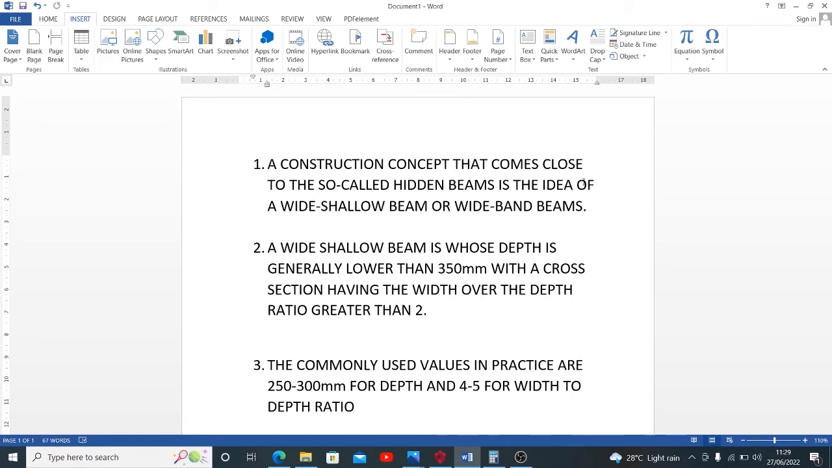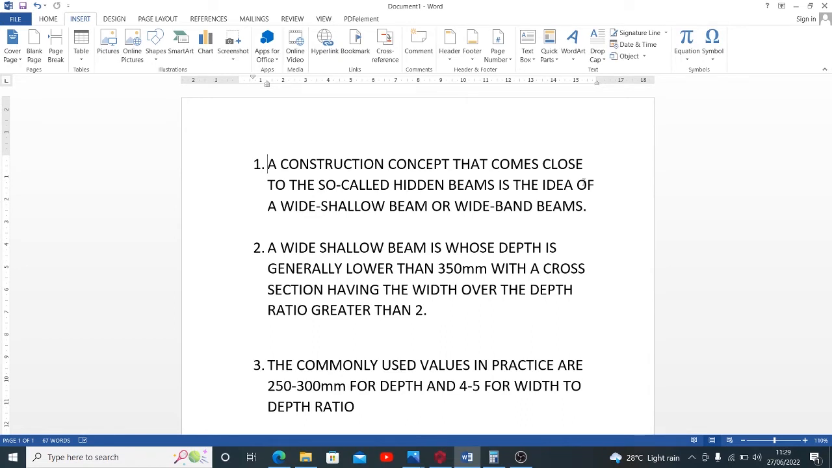But what then is a wide shallow beam? What would be a wide shallow beam? So that's my second point here. A wide shallow beam is a beam whose depth is generally lower than 350 mm. So please know that it is a beam whose depth is generally lower than 350 mm and with a cross section having the width.